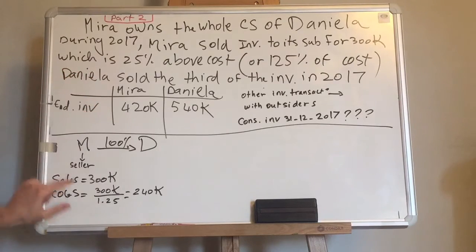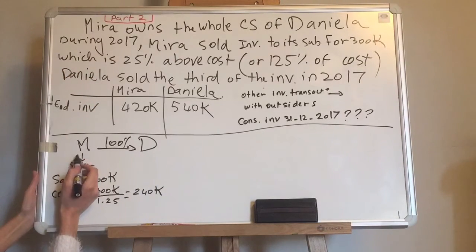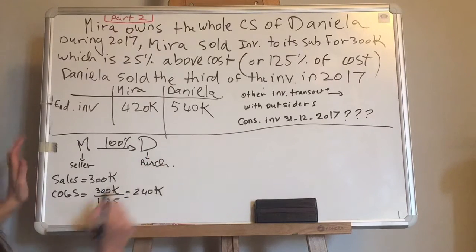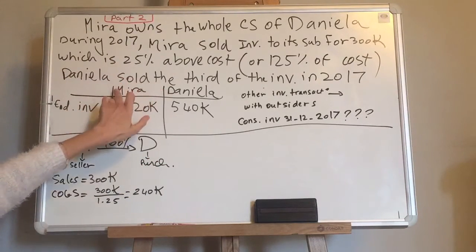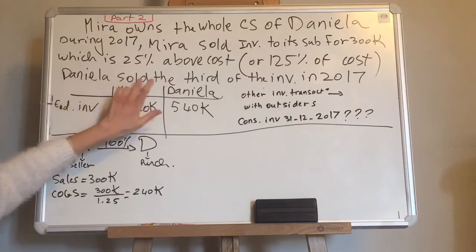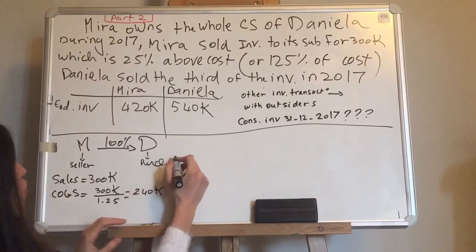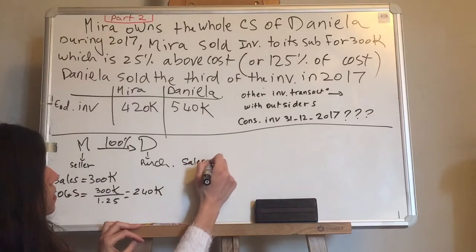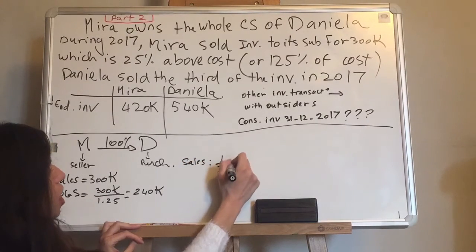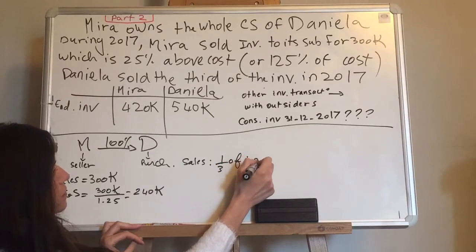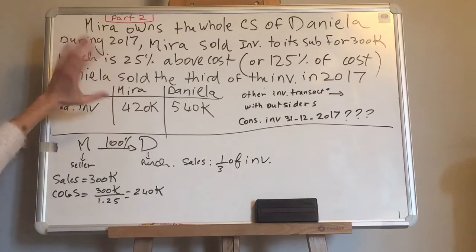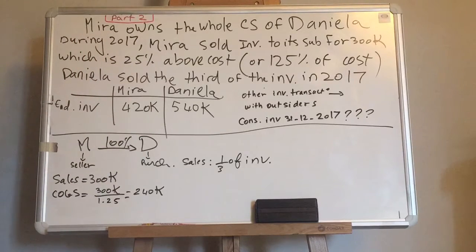Daniela is the purchaser, since Mira is the seller. Daniela sold all, it's not all, no. Daniela sold a third of the inventory in 2017. The other inventory transactions are with outsiders.